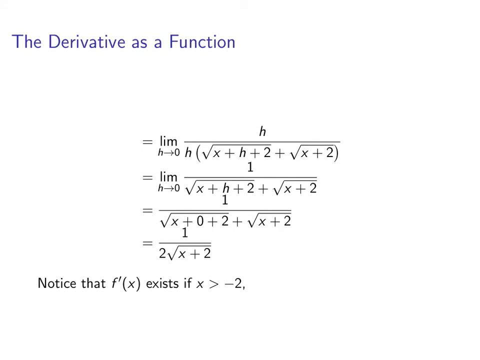Now, f prime exists as long as x is bigger than negative 2. So the domain of f prime of x is the interval from minus 2 to infinity, not including negative 2, because if we put in a negative 2, then we'll end up with a 0 in the denominator.